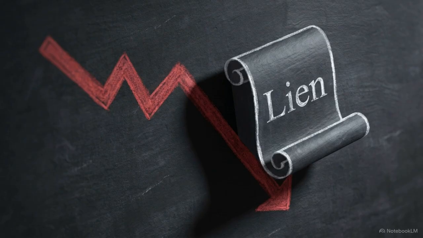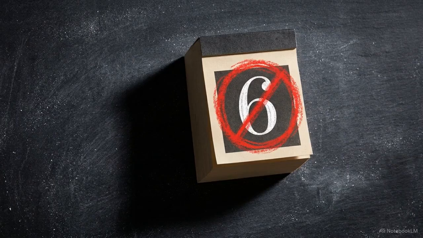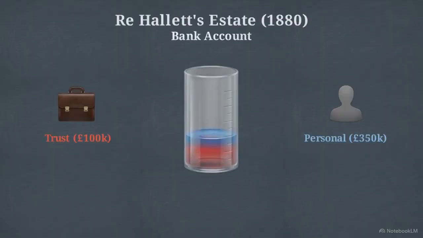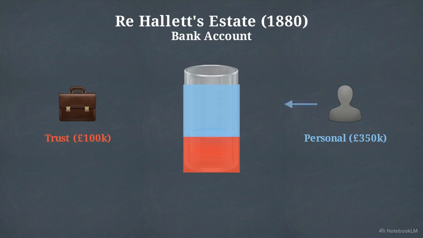Proprietary claims carry two distinct advantages. They are not subject to the 6-year statutory limitation period, and they take priority over regular unsecured creditors in the event of bankruptcy. The central challenge in tracing occurs when a trustee mixes stolen trust funds with their own personal money inside a bank account that sees regular traffic.